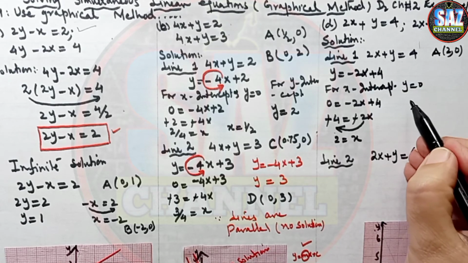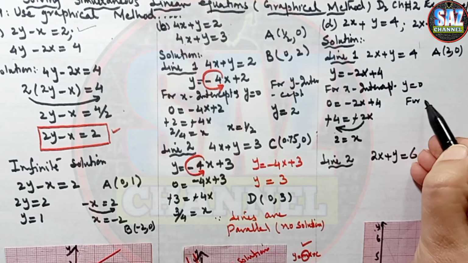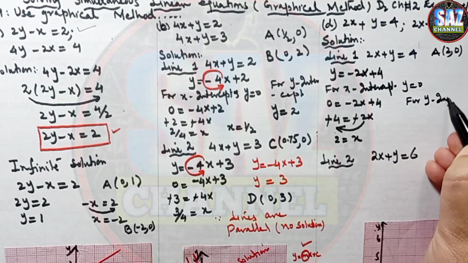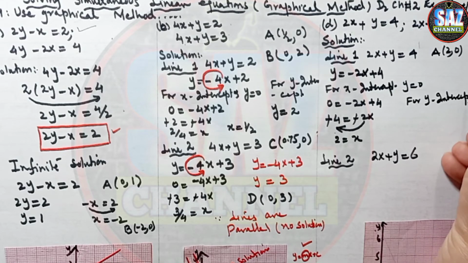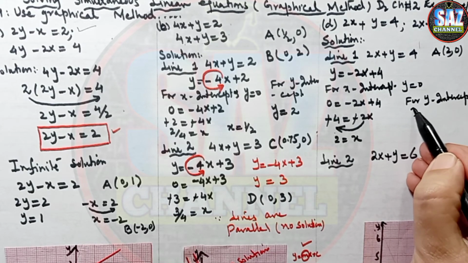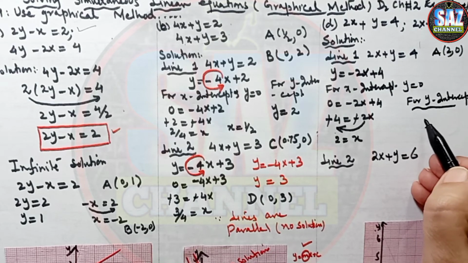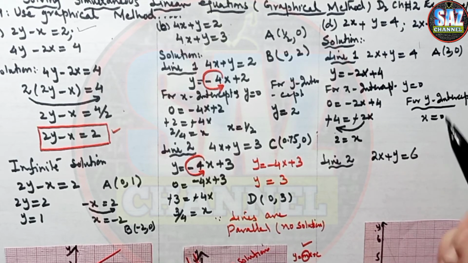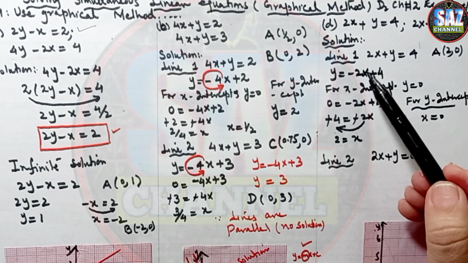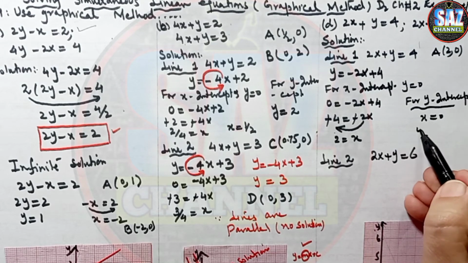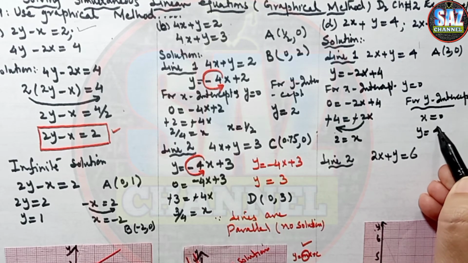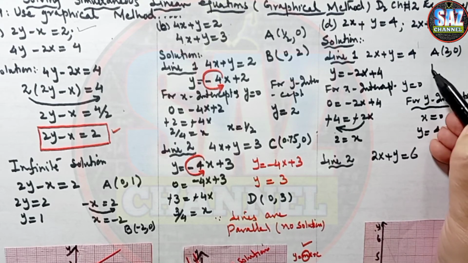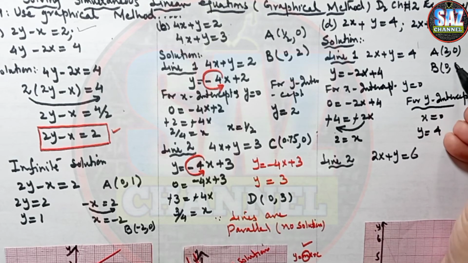For the y-intercept, what we have to do is make x equals 0. When I'm putting the x value 0 over here, y comes 4, y is 4. So the second point can be (0, 4).